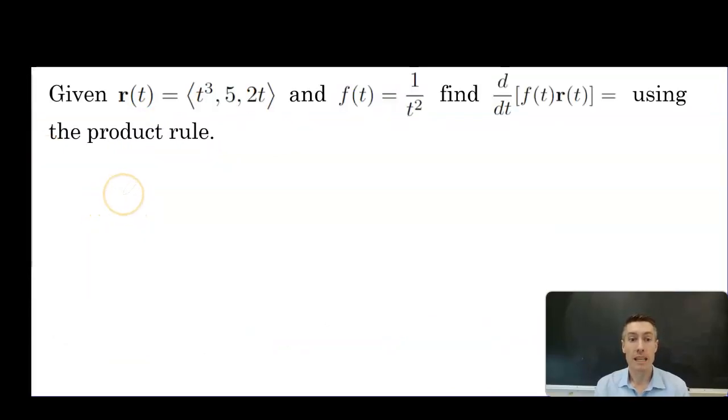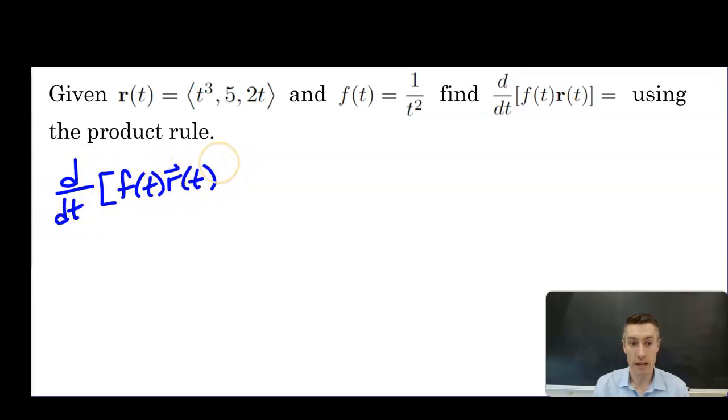So given r of t equals ⟨t cubed, 5, 2t⟩, and f of t equals 1 over t squared, find the derivative with respect to t of f of t times r of t using the product rule. Okay, we don't need that equal sign there, but it doesn't hurt. Okay, so what we're going to do: derivative with respect to t of f of t times the vector function r of t.